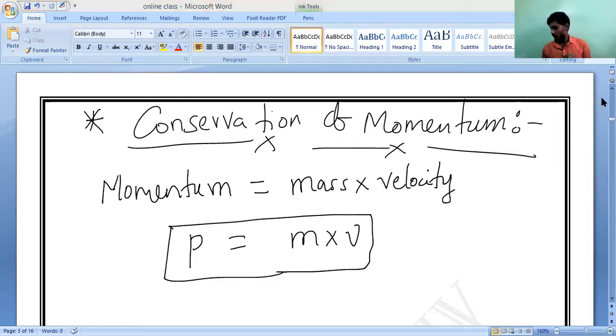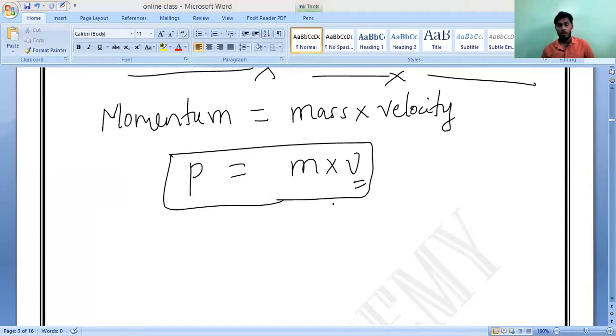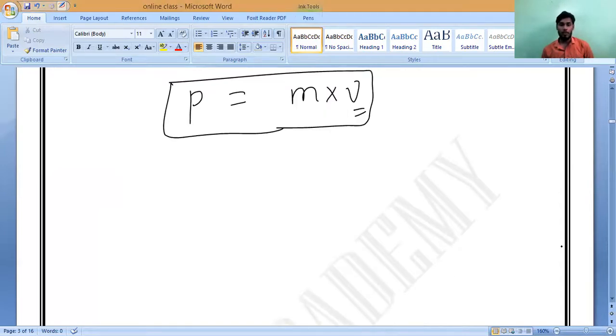Now we have a use of this. Let us discuss. If the momentum created by a single body is mass into velocity, now let us consider two bodies. Let me consider body A and body B, both moving in the same direction. You have to remember it.